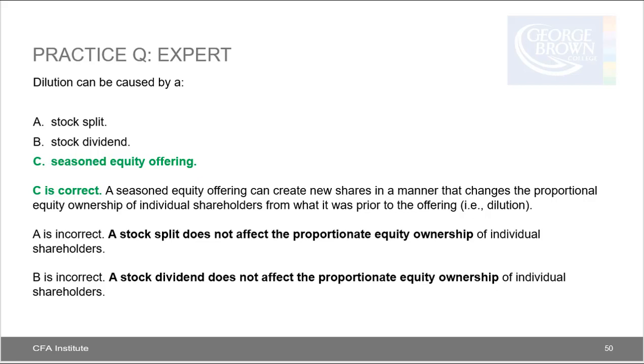A is incorrect. A stock split does not affect the proportionate equity ownership of individual shareholders, and a stock dividend does not affect the proportionate equity ownership of individual shareholders. So you can be sure you're going to be tested on the exam, almost 100% probability, I would say, on a question regarding dilution and what type of corporate actions result in dilution and which ones may not. So that's an important area to focus on, with regards to the chapter.